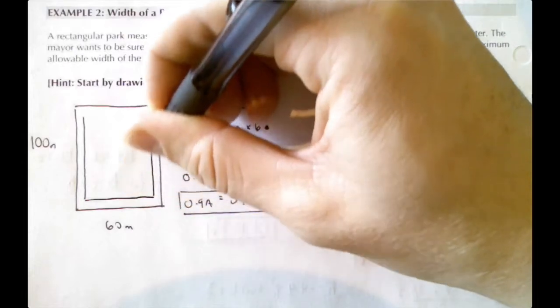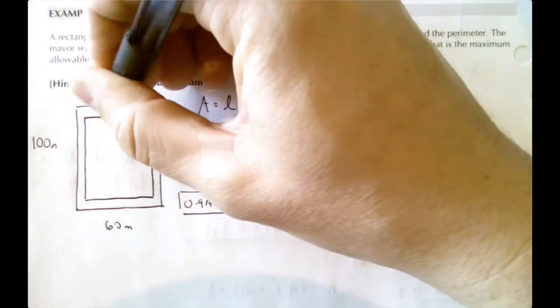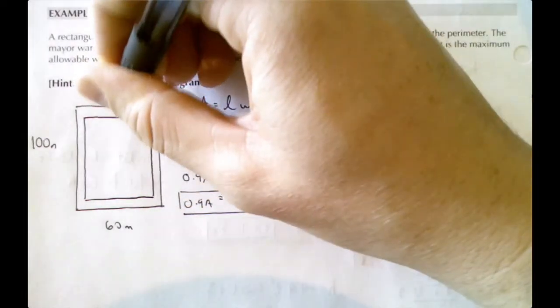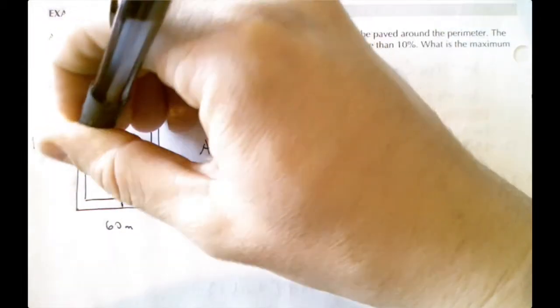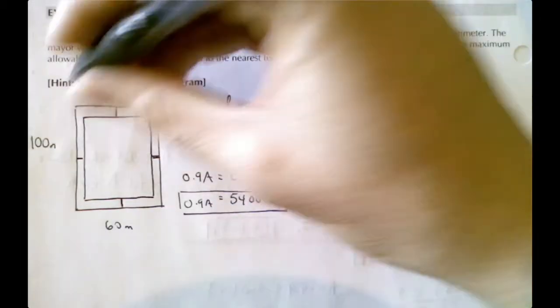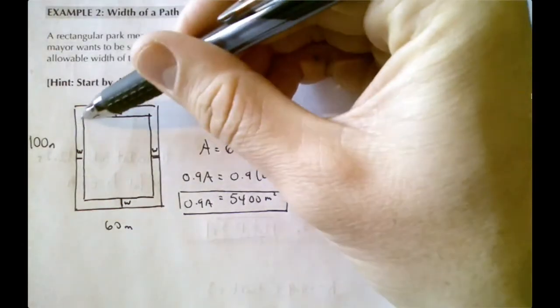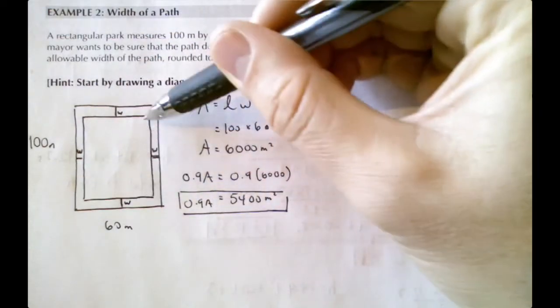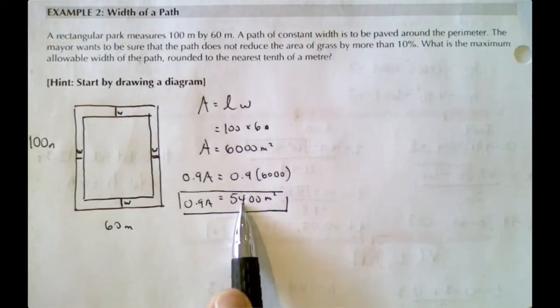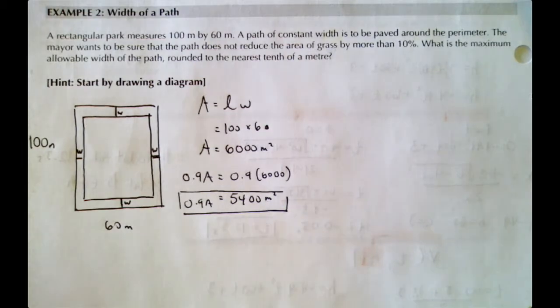So we're chopping some off on every side, and it's going to be the same width. So here and here, here and here, here and here, here and here, it's all going to be some width. We don't know what, we're going to solve for it, but we know that whatever we're left with in the middle needs to be 5,400 meters squared, because we're chopping some off to make the path.